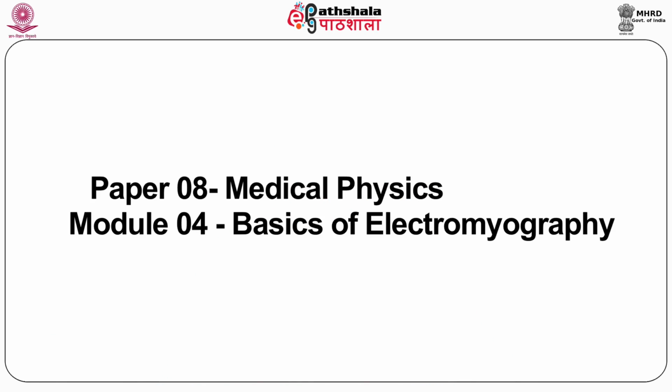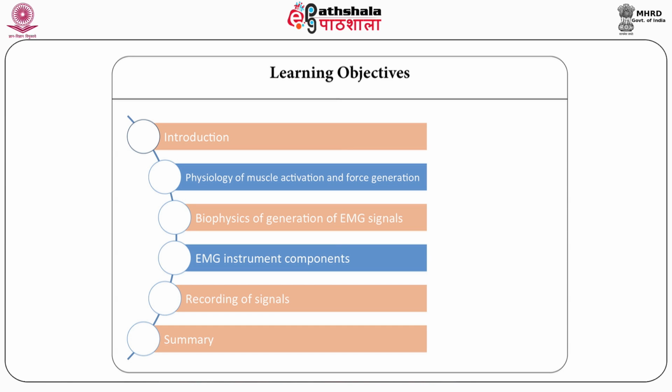This is paper number 8, Medical Physics, and module number 4, which is the Basics of Electromyography. The objectives of this module are the introduction, the physiology of muscle activation and force generation, the biophysics of generation of electromyographic signals, and the electromyography instrument and its various components. We will discuss then the recording of the signals, and finally we will conclude it with summary.